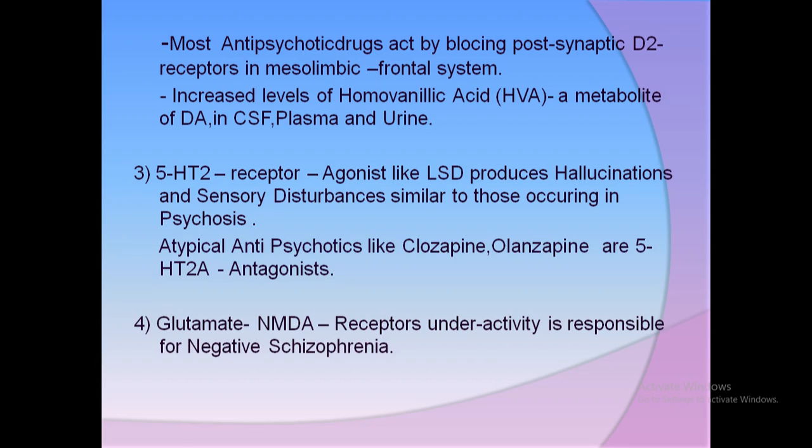Next causative factors, that is 5-hydroxytryptamine 2 receptor agonists like LSD produce hallucinations and sensory disturbances similar to those occurring in psychosis. Atypical antipsychotics like clozapine, olanzapine are 5-HT2A antagonists. Next pathogenetic factor is glutamate NMDA receptors underactivity, that is responsible for negative schizophrenia.